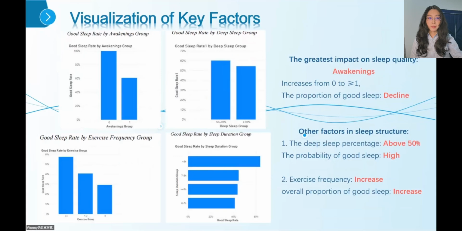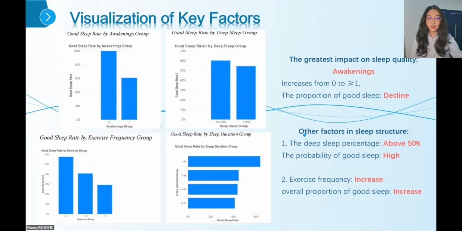Here are 4 charts about factors that lead to good sleep. The first chart, about awakening, shows the greatest impact factor. When there are 0 awakenings, the good sleep rate is close to 100%. Once awakening occurs, the good sleep rate drops sharply to around 60%. The second chart shows the good sleep rate by deep sleep group. The 50% to 70% group and above 70% group have no big differences. However, in the below 50% group, almost no samples are labeled as good sleep.